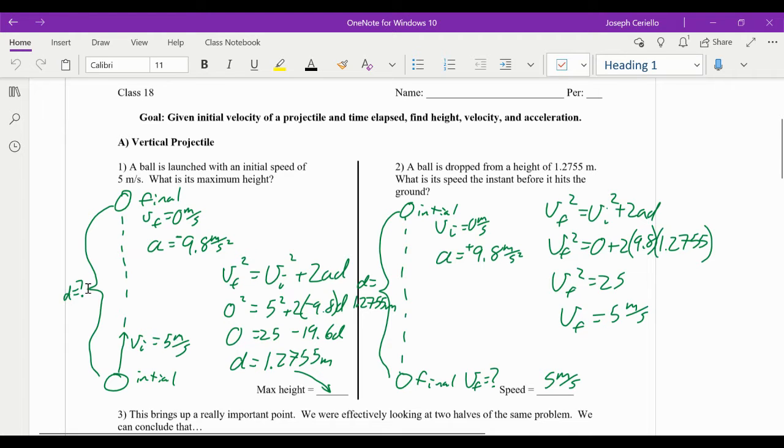We're looking for d. How high did it go? So we don't have time, so we can use vf squared equals vi squared plus 2ad. And we get that the max height is 1.2755 meters. Make sure you're able to work that out on your own and do that from scratch.